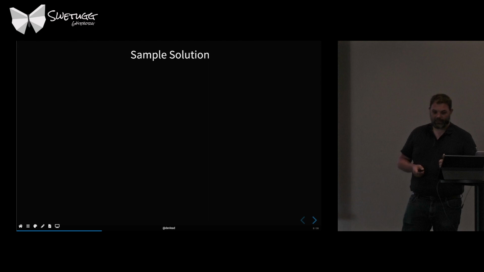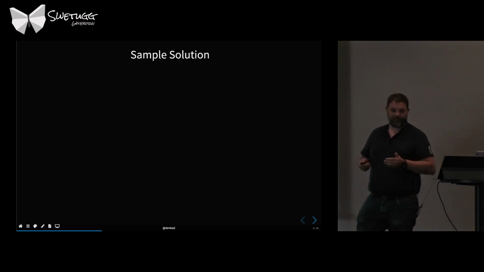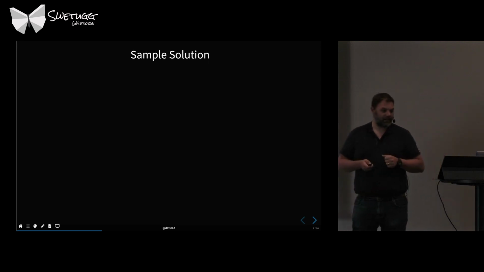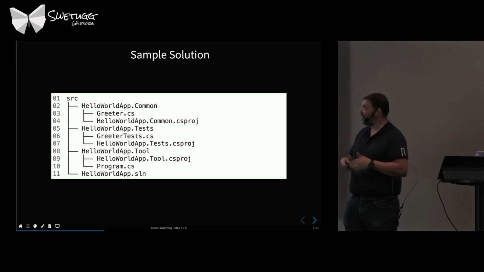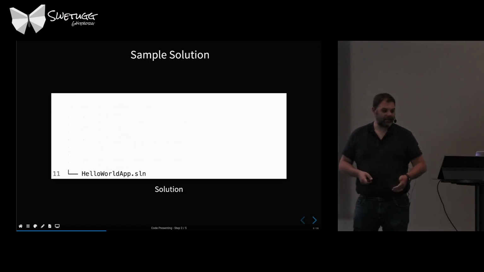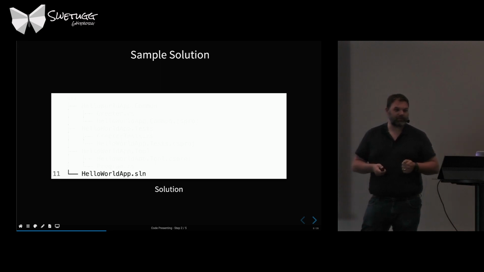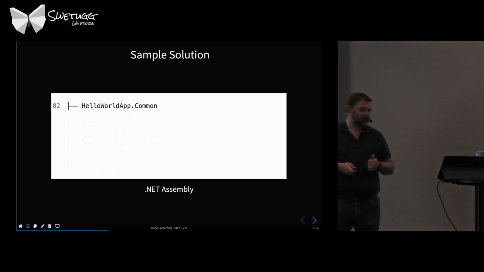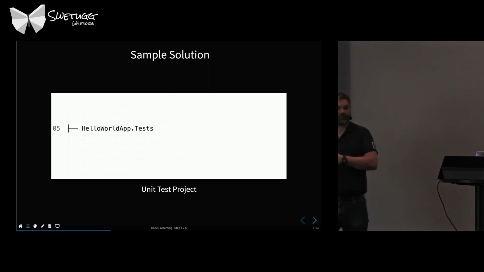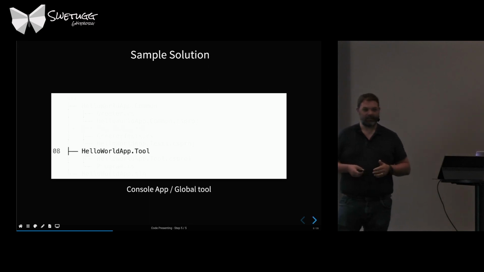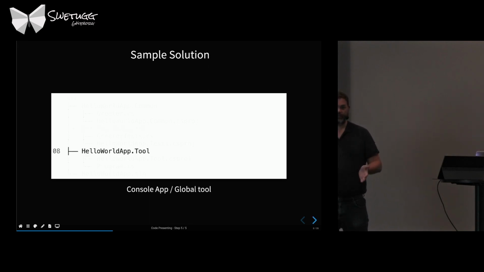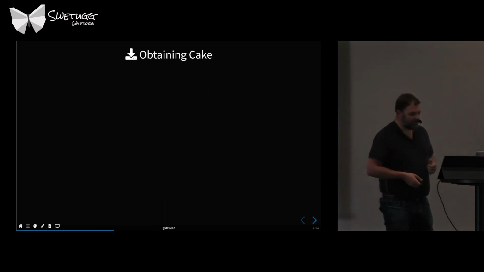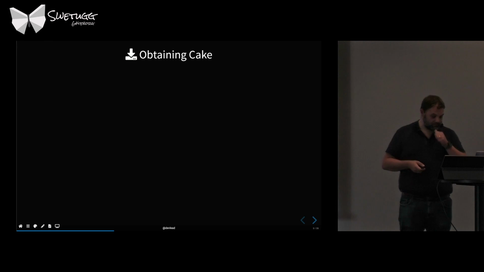So I will use a .NET solution to demonstrate this, which is already pre-made. It will look something like this. It will have a solution file, which most .NET developers have seen. It will have a common assembly library that's reused between the projects. It will have a test project, and a tool project, which essentially is a .NET tool packaged as a console application. So that's the main part.